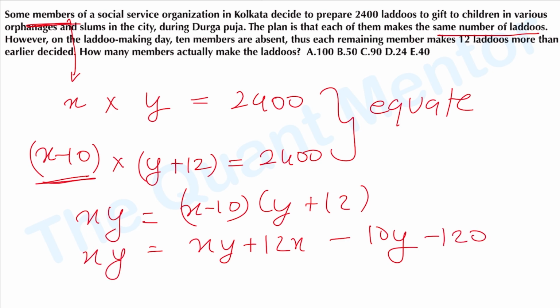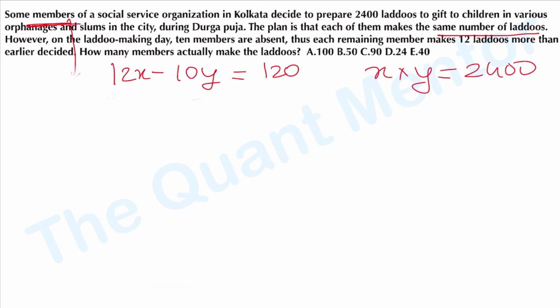XY is there on the left hand side as well. It will get cancelled from both sides. I'll simply get a linear equation saying 120 on the left hand side, 12x minus 10y should be equal to 120. And now we make note of this particular equation. So now we need to focus on these two equations: 12x minus 10y equals 120 and x into y is 2400.